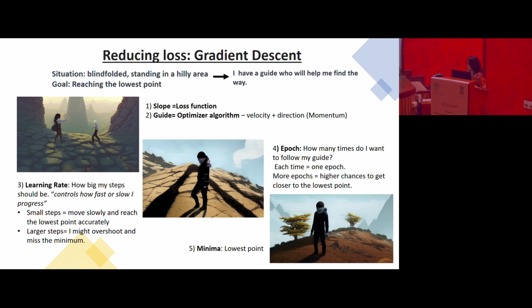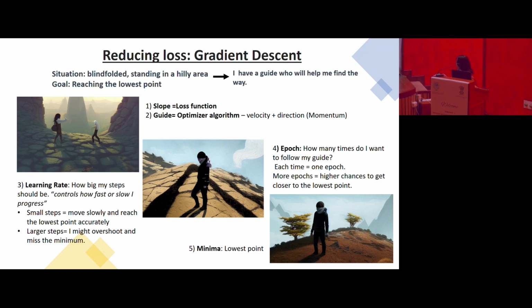Because definitely when I take small steps, I'll move slowly and it will take time, but the probability of reaching the lowest point accurately will be higher in comparison to larger steps, because it might be the case that I overshoot and miss the minima or the lowest point.